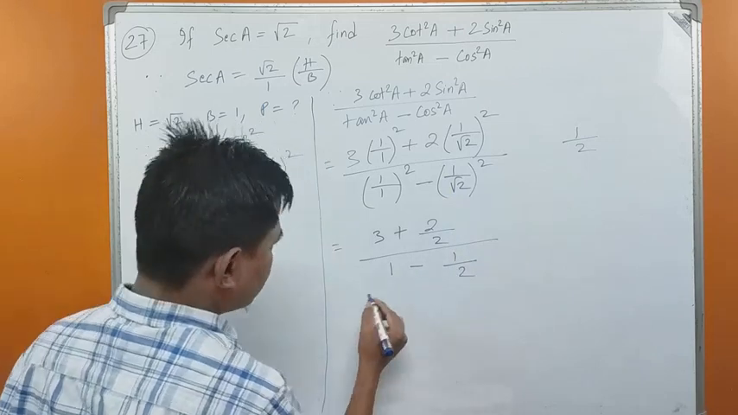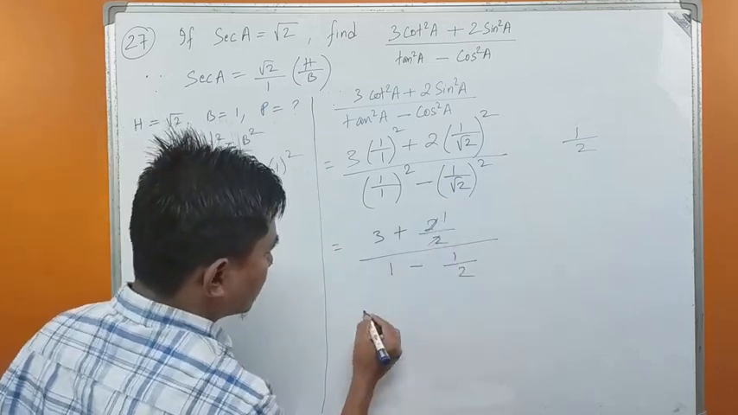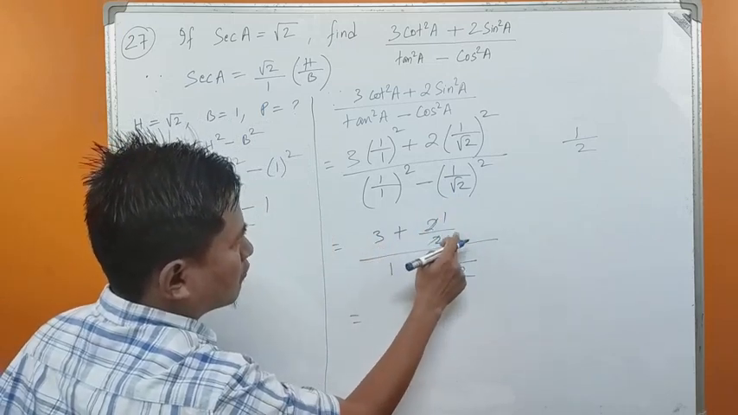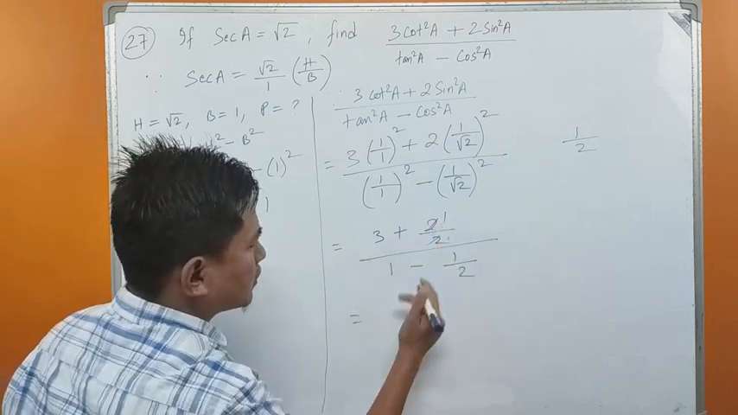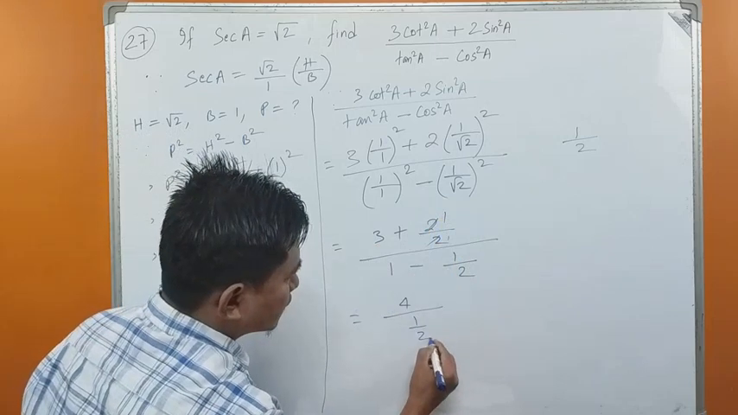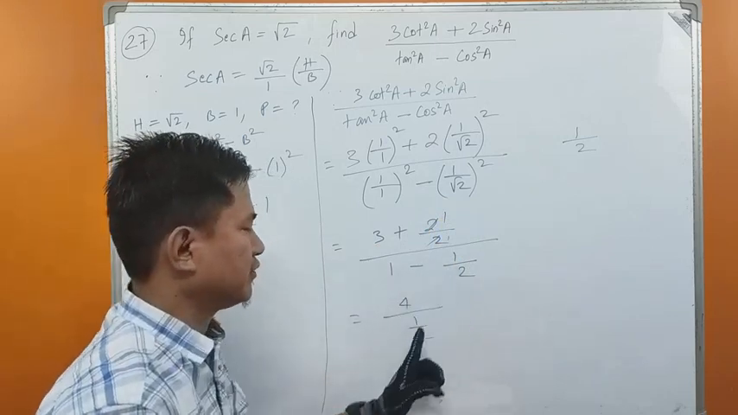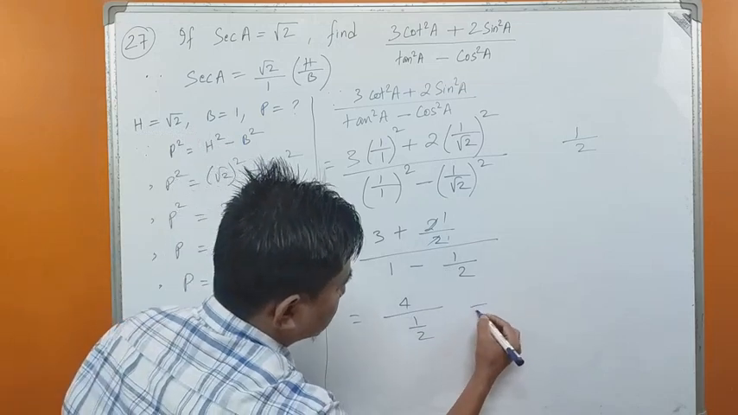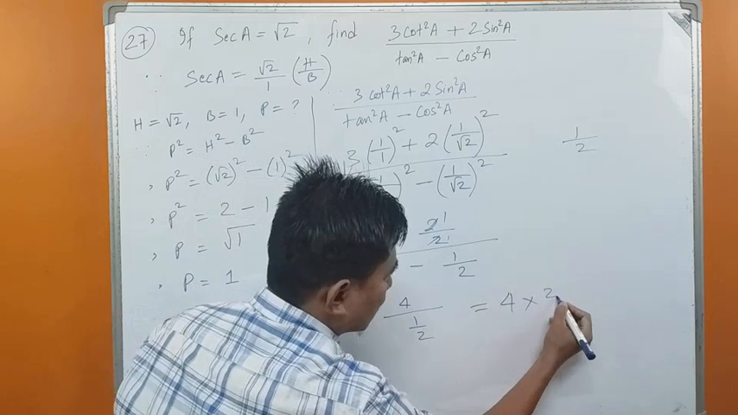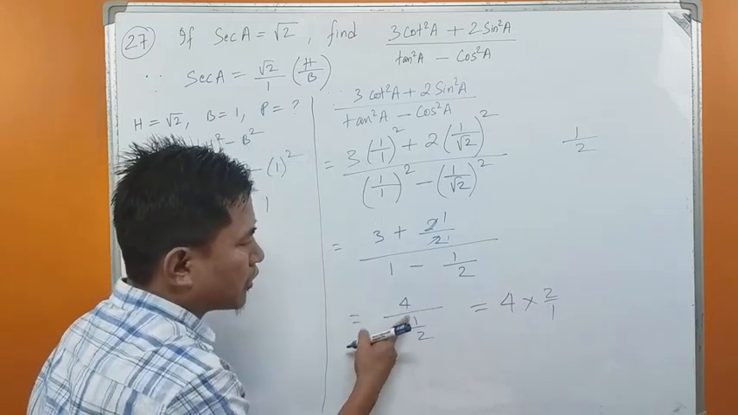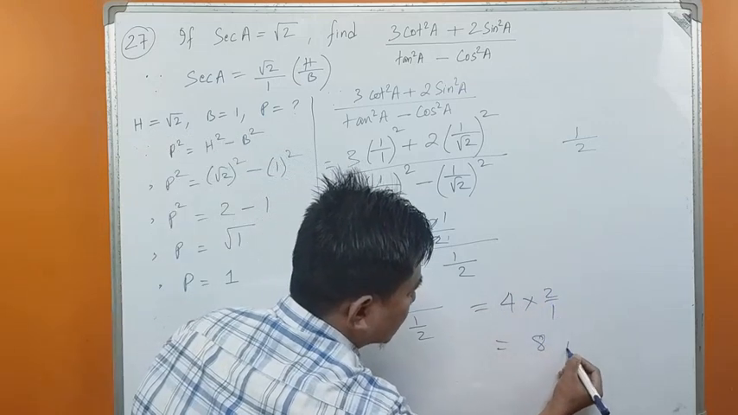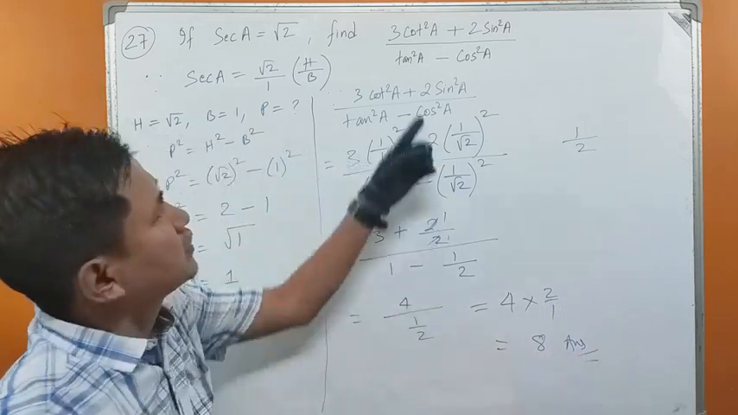This 2 and 2 can be cancelled, we have 1 here. So 3 plus 1 upon 1, and 1 upon 1 means 1. 3 plus 1 is 4. So 1 minus half will give us half. So 4 upon 1 upon 2, which means 4 into 2 upon 1. This 2 goes to the numerator, 1 comes down to the denominator. So 4 into 2 is 8, 8 upon 1 means 8. So the value of this given expression is 8.